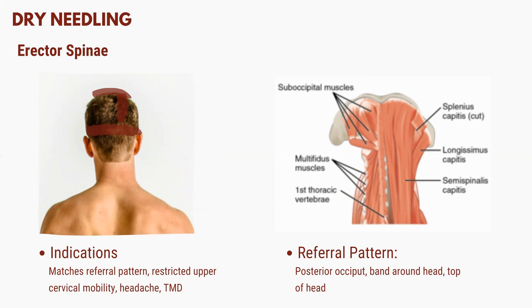Next up, we have the erector spinae here. Referral pattern is the posterior occiput, a band around the head, and the top of the head. Indications would be matches the referral pattern, restricted upper cervical mobility, headaches, and temporomandibular dysfunction.